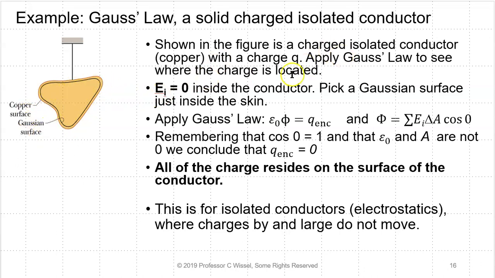Shown in the figure is a charged isolated conductor of copper with a charge Q. Apply Gauss's law to see where the charge is located. Now we figure that E is 0 inside the conductor. We're going to pick a Gaussian surface just inside the skin. That's the Gaussian, this little black line here. We're going to apply Gauss's law, epsilon naught phi equals Q enclosed, and phi equals the sum of E delta A cosine 0. Remember that cosine 0 equals 1 and that epsilon naught and A are not 0. We conclude that the only way that E can be 0 is that Q enclosed has to be 0. This means all of the charge resides on the surface, none of it's inside the conductor itself. This is for isolated conductors in electrostatics where charges by and large do not move.